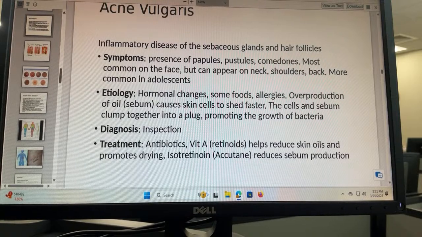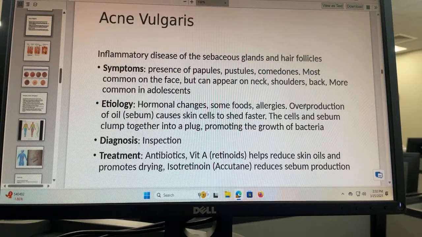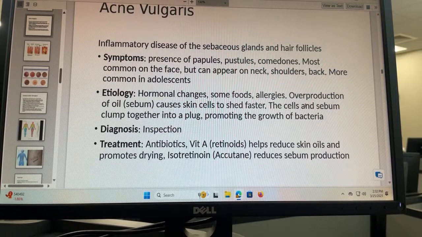In that case, that is when someone would be treated with antibiotics, whereas not everyone who has acne needs to have antibiotics. There's also a vitamin A cream that sometimes helps reduce skin oil and promotes the skin to dry. One of the most common prescription medications for acne is called Accutane. The medical term is isotretinoin. Maybe you've heard of it. I know some people have been on Accutane. It's very effective in treating certain types of acne that is caused by excessive sebum production.